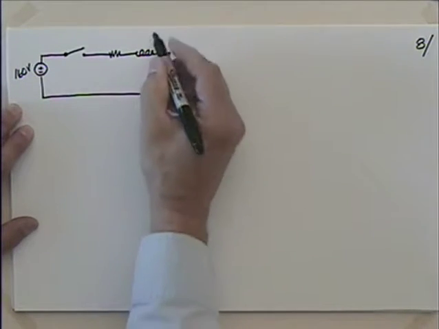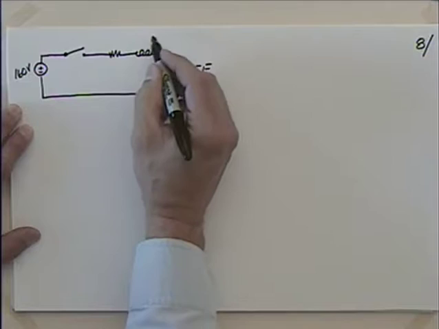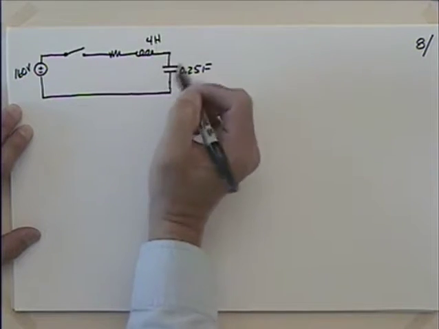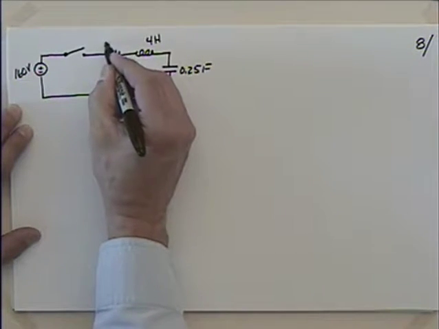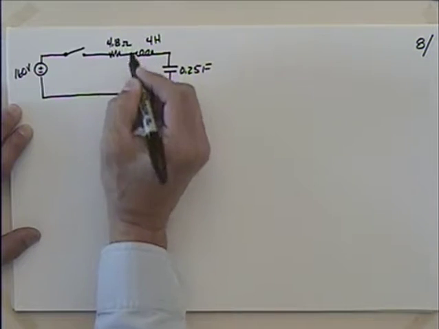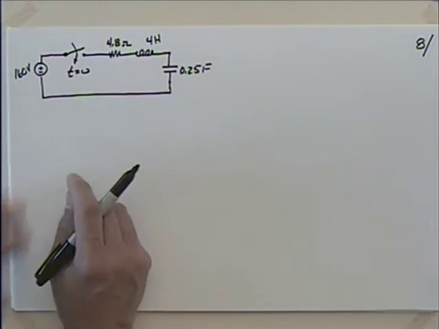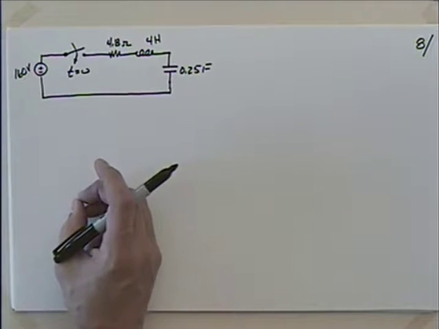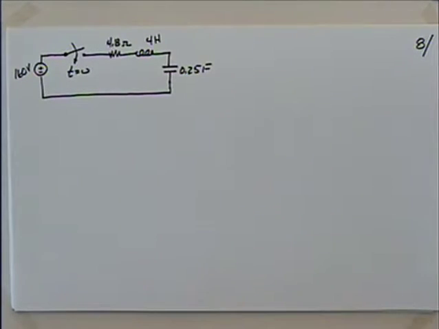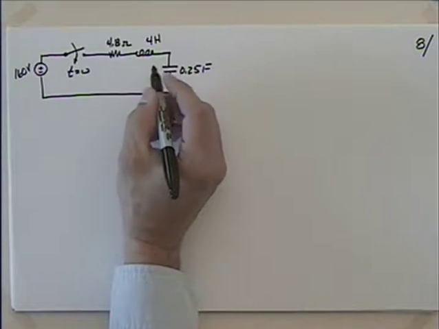A quarter of a farad. That seems weird, but not as weird as a 4 henry inductor. 4.8 ohms. We're going to close this switch at t equals 0. And we're told we have quite a bit of work to do in this problem. A couple of things that we would like to find.